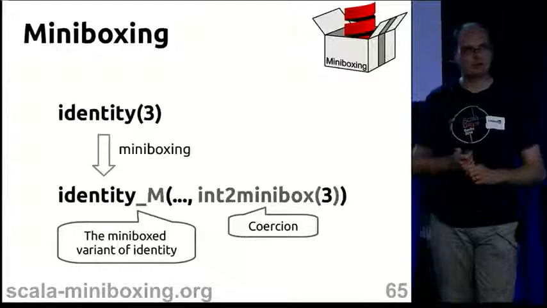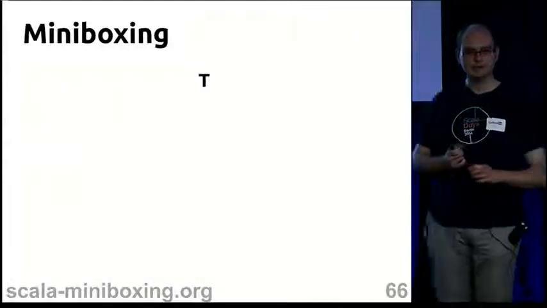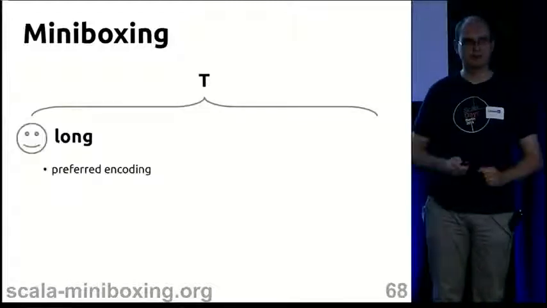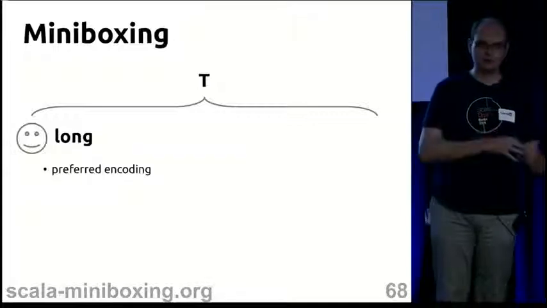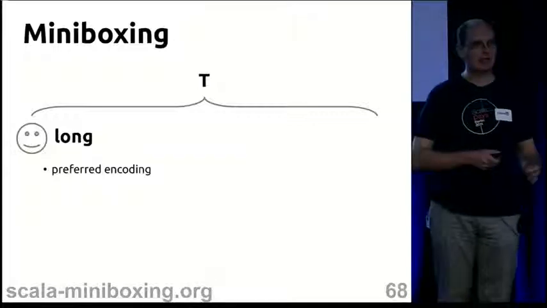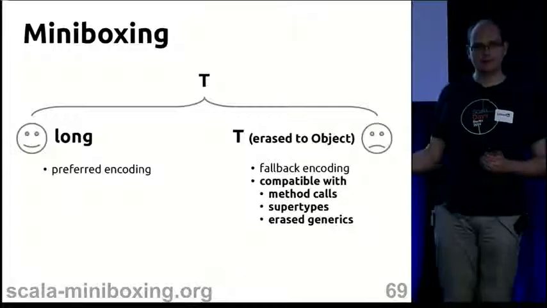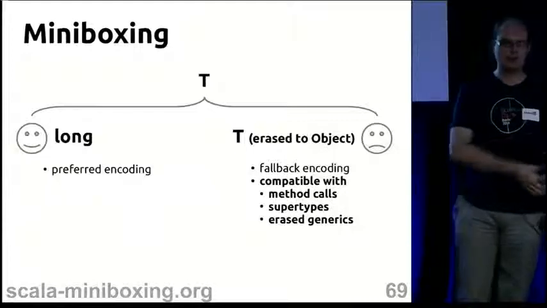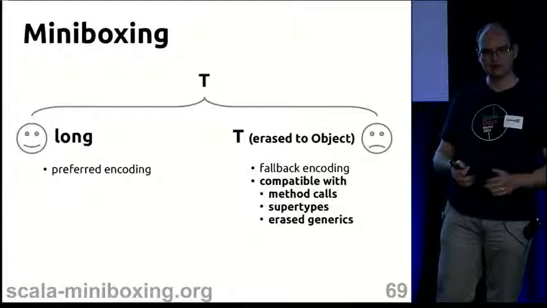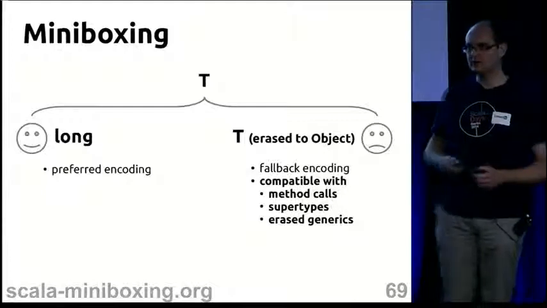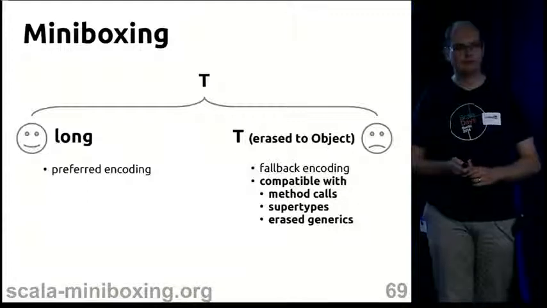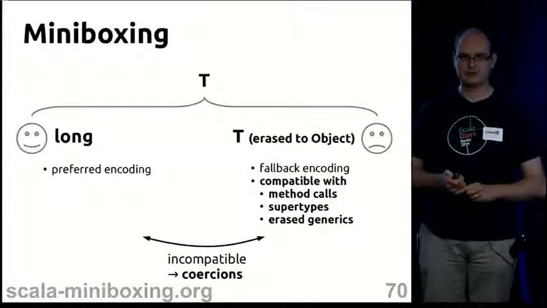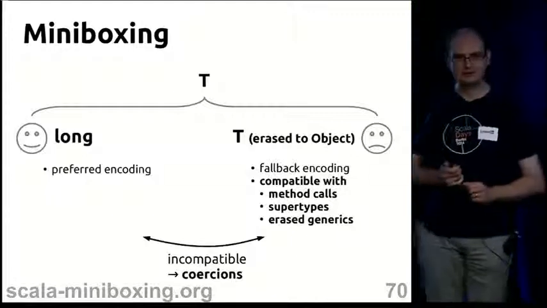Okay, if we think about miniboxing then, what we have is a generic type parameter T, right? Which again splits up in two versions. It's long on one side, the encoded version, which is the one we like, and T, which is erased to object, the generic one, which gives us the compatibility. Compatibility with what? With other erased generics, with method calls, with supertypes, and all kinds of other features of the language. Again, they're incompatible. Oh, yeah, and we have to introduce coercions. So there, it starts to look similar, right?